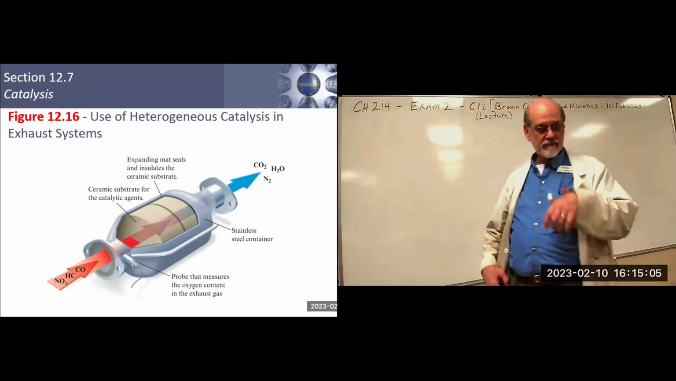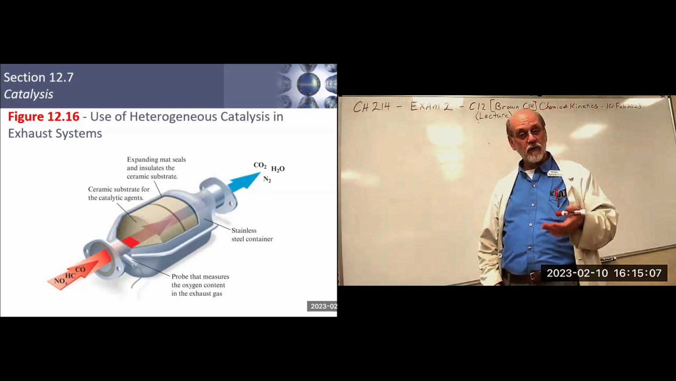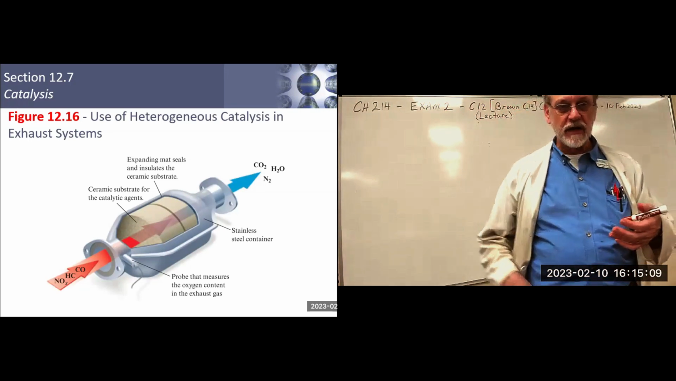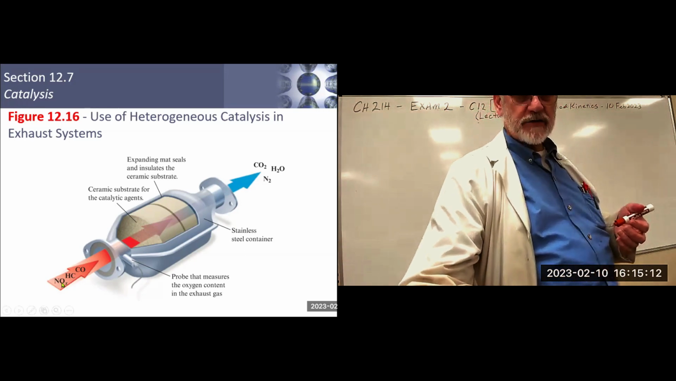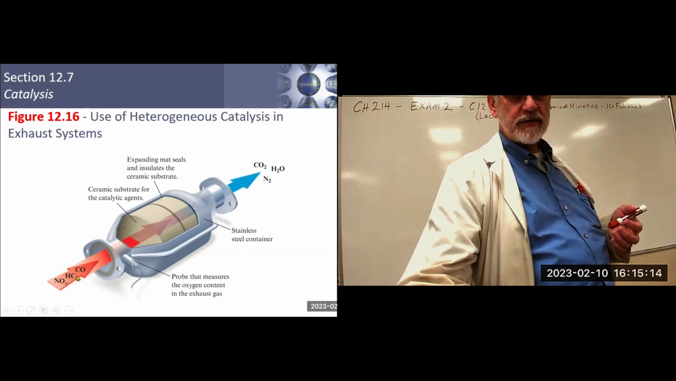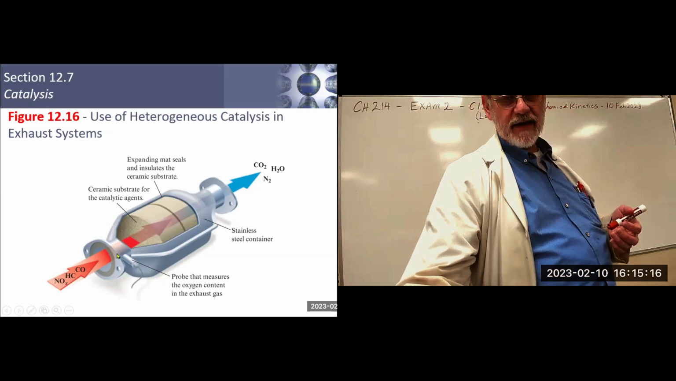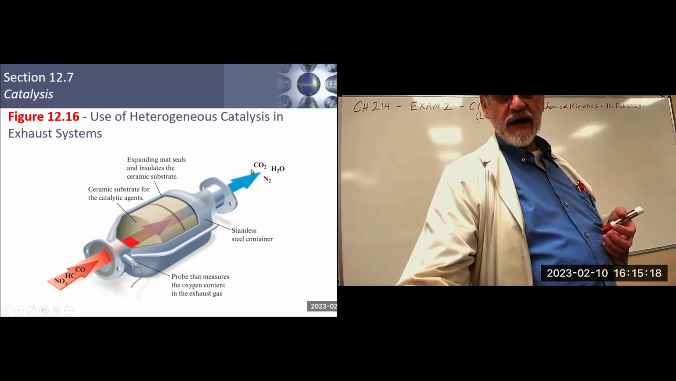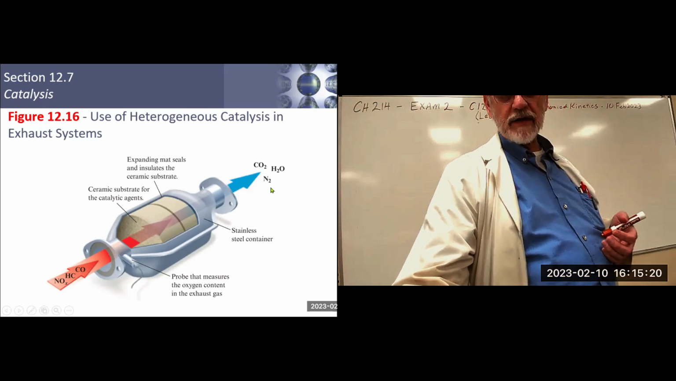This is an artist's idea of what happens in a catalytic converter. You have oxides of nitrogen, you have unburned hydrocarbons, and you have carbon monoxide. And they go in here with the catalyst, they come out as carbon dioxide, water, and nitrogen gas.